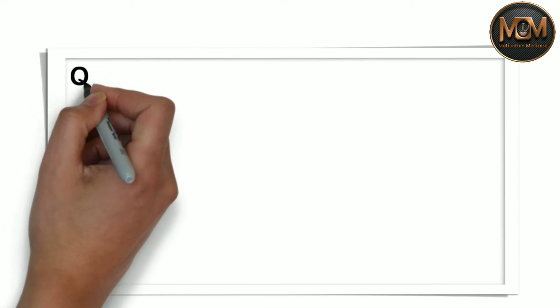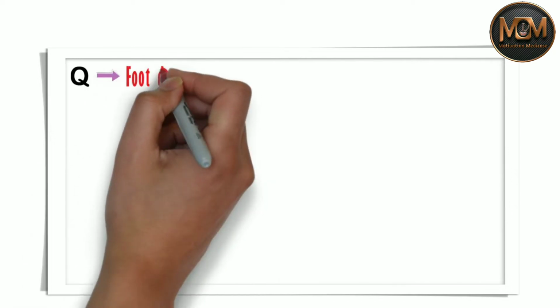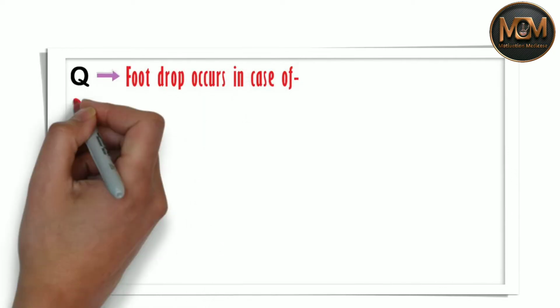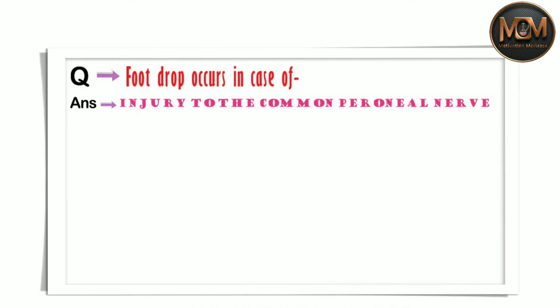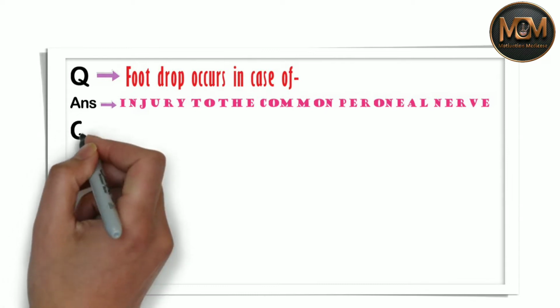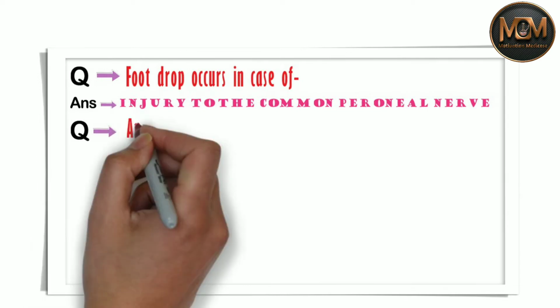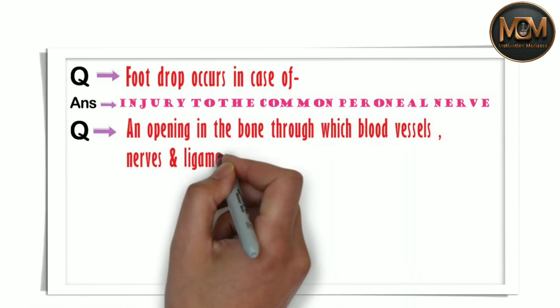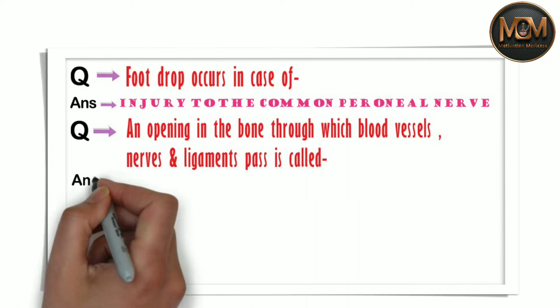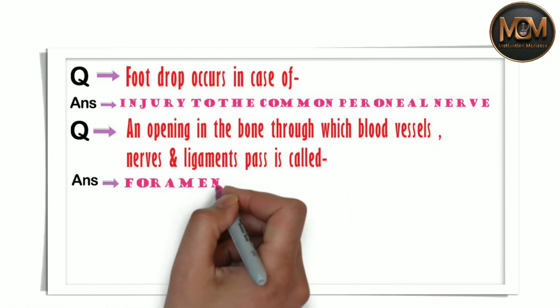Our first question is, foot drop occurs in a case of. The answer is injury to the common peroneal nerve. About the common peroneal nerve, as you know, it is the smaller and the terminal branch of the sciatic nerve. Now let's take another question: an opening in the bone through which blood vessels, nerves and ligaments pass is called. The answer is foramen.